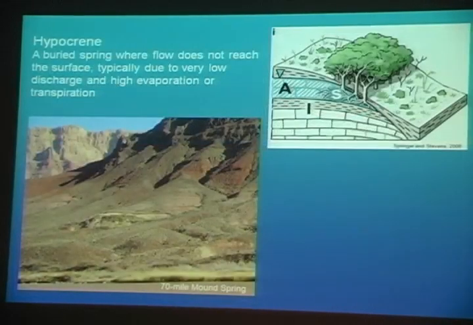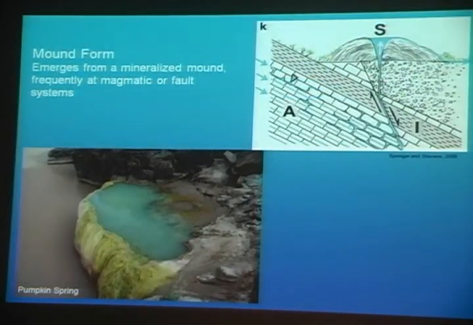Hypocrene springs are buried springs where the flow doesn't actually ever reach the Earth's surface, typically due to a very low discharge and either a high evaporation or transpiration rate. As we can see in this little schematic, it's this grove of trees that's transpiring this water before it actually has a chance to be exposed to the Earth's surface. Now the example in the canyon is located at mile 70 along the Colorado River. And rather than a grove of trees, this one is covered in sawgrass and rattlesnakes.